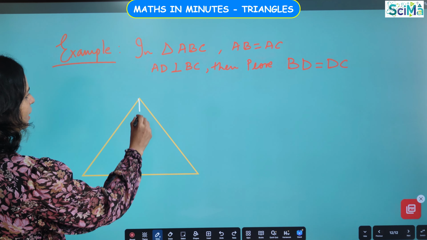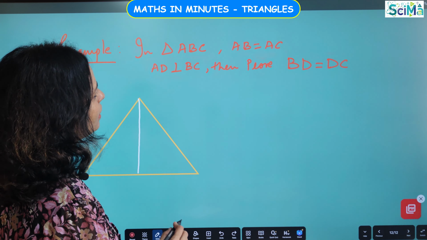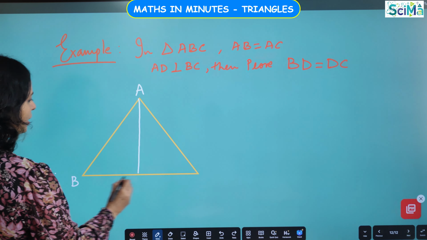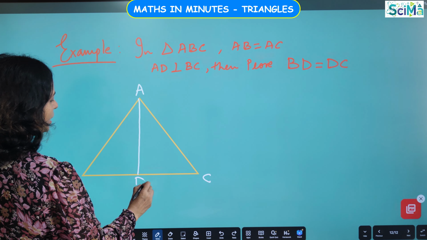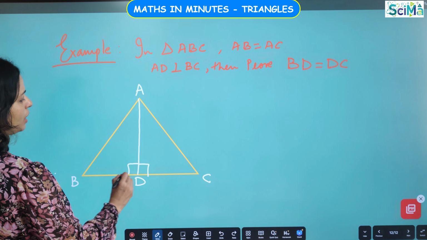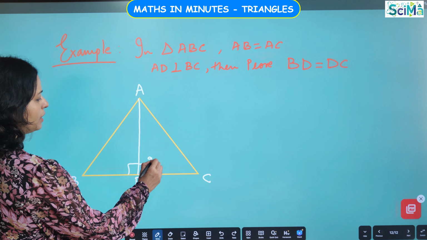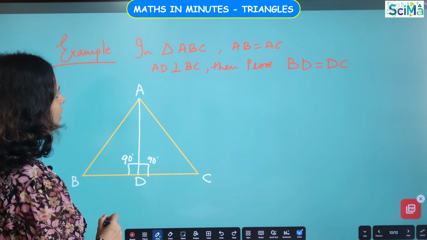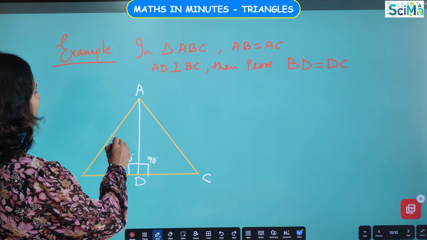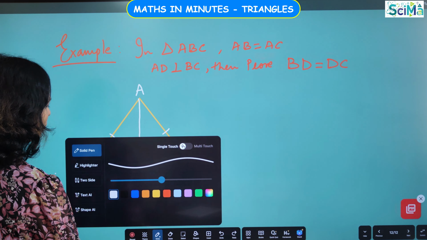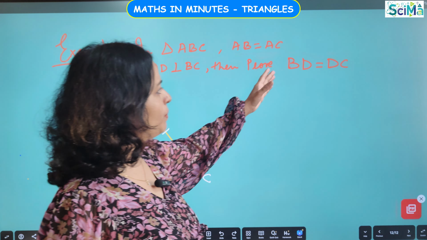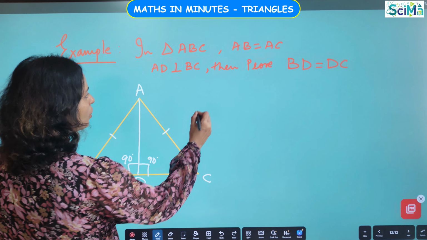So AD is perpendicular. They're telling AD is perpendicular to BC. So our triangle is ABC and AD. D is here. AD is perpendicular to BC. That means this is 90 degrees. Obviously, the other angle also will be 90 degrees. And also they have given you AB is equal to AC. So how do we prove the congruency here? They are asking you to prove BD is equal to DC, but first we need the congruency.